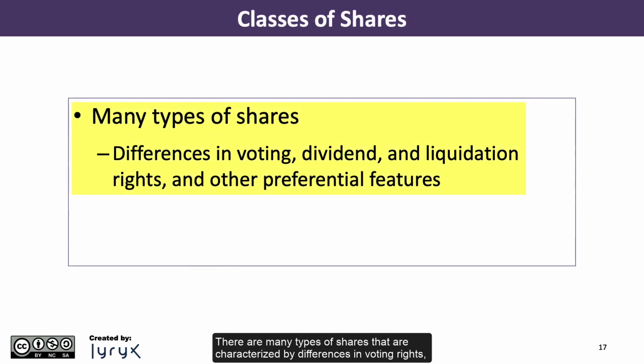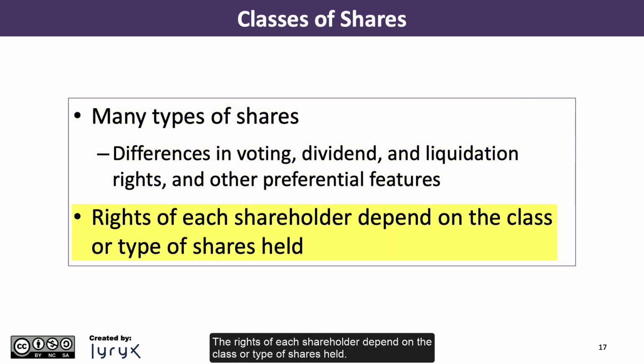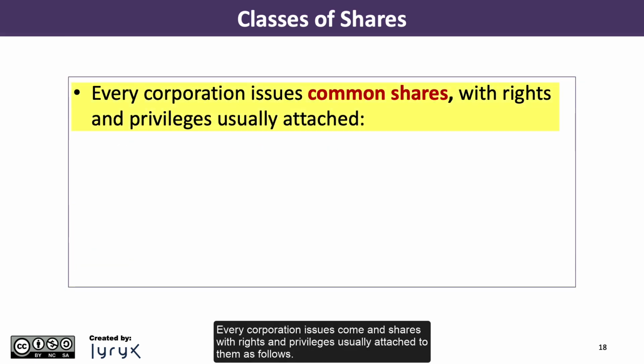There are many types of shares that are characterized by differences in voting rights, dividend rights, liquidation rights, and other preferential features. The rights of each shareholder depend on the class or type of shares held. Every corporation issues common shares, with rights and privileges usually attached to them as follows.